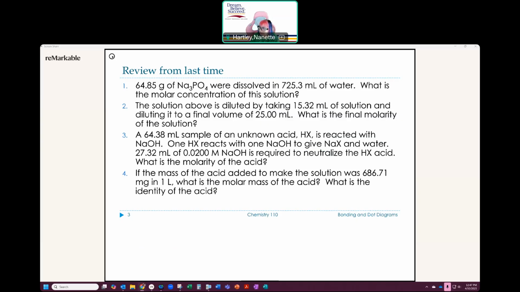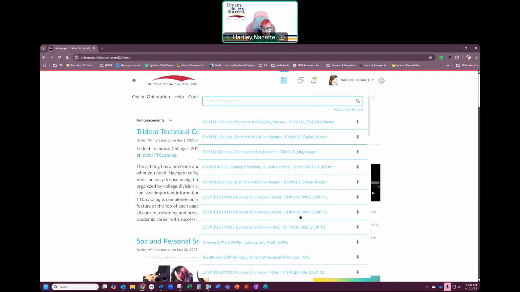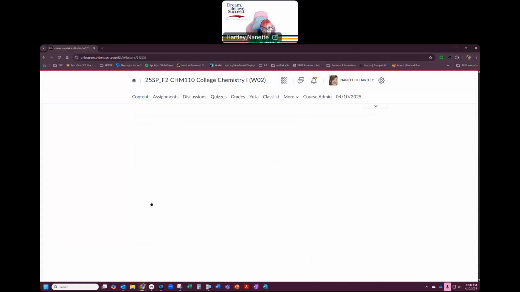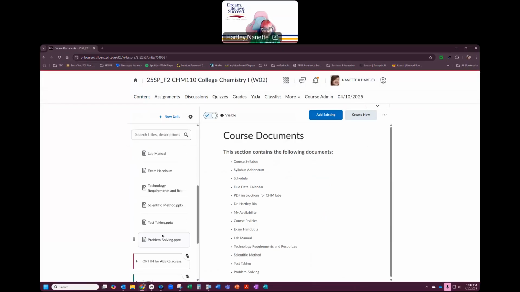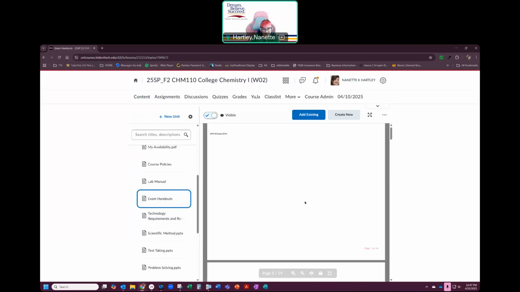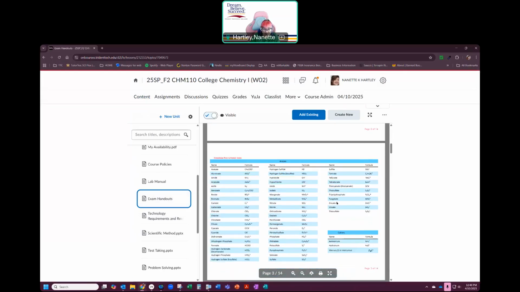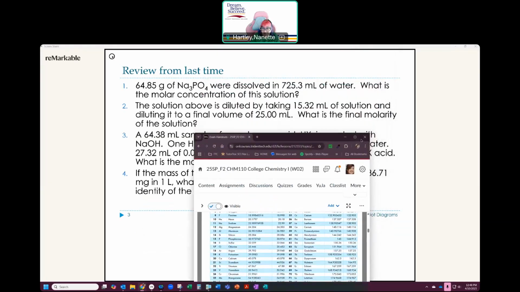Okay. So D2L, going to one of my shells, content, course documents, exam handouts. Here are my molecular weights, but I'm going to actually go to the table for this. And I'm going to cheat a little bit.